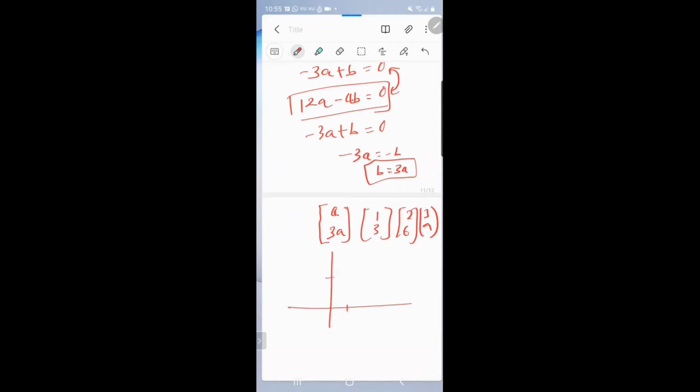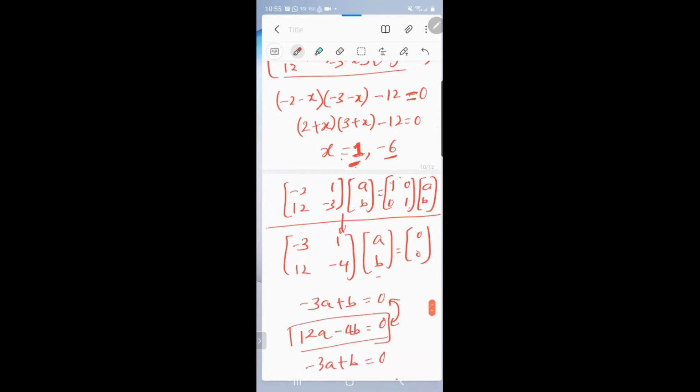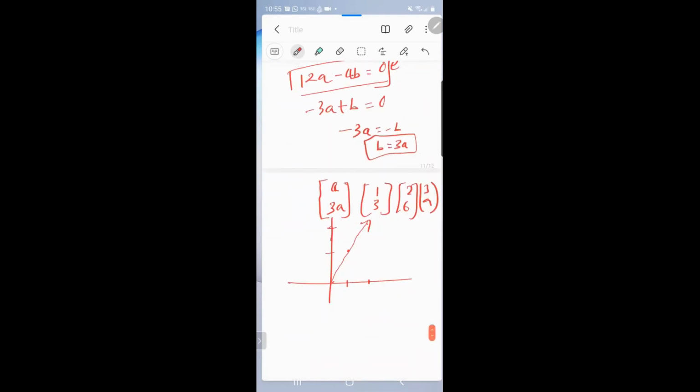When x is 1, y is 3, that's this point. When x is 2, y is 6, that's, let's say, this point. So this vector in this direction does not change under this transformation, [-2, 12; 1, -3]. So that's our first vector whose position nor size changes. Does this make sense?